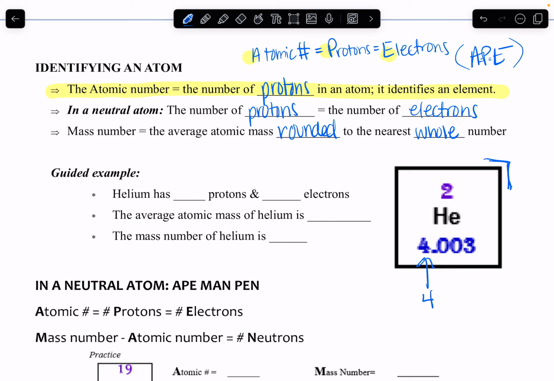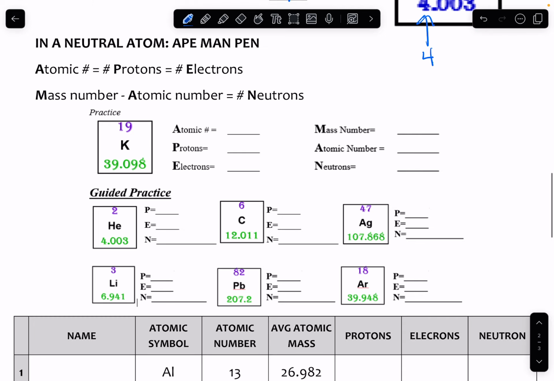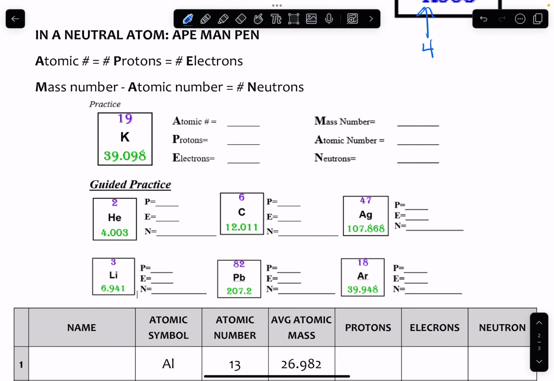All right, so for example, helium has 2 protons. And I know that protons equal electrons, so I have the same number of electrons. The average atomic mass of helium is 4.003. So my mass number, once I round it, is that 4. How easy. So simple. Okay, so let's practice a whole bunch of these.